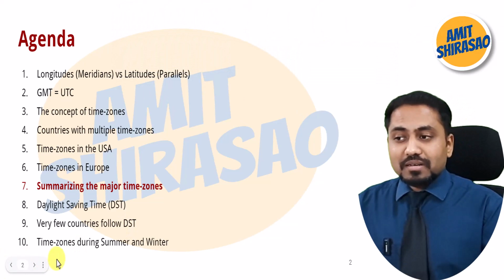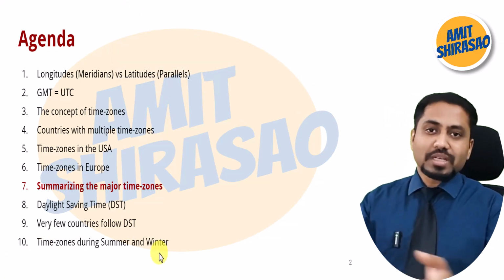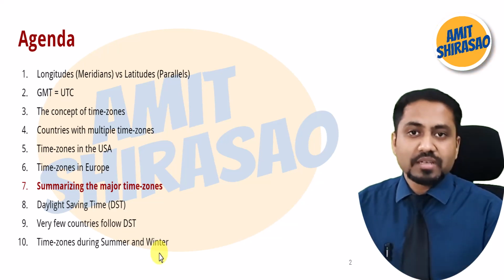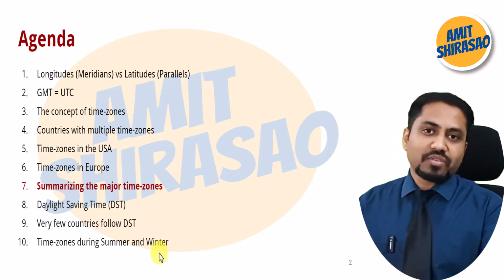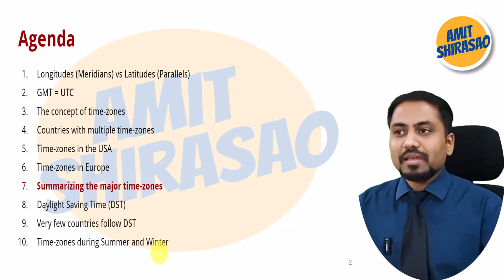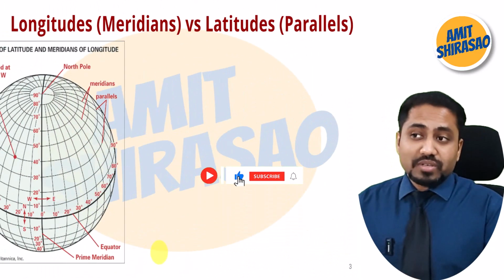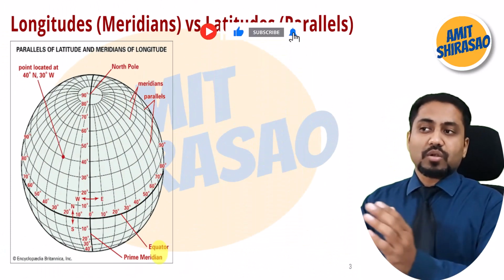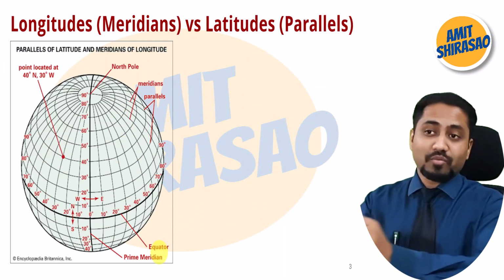And then finally, the last slide that I just showed you, that is the summary. With daylight saving, what are the various time zones that US, UK, France, and Germany follow? Okay. So let's get to the first topic, which is what are longitudes and what are latitudes.